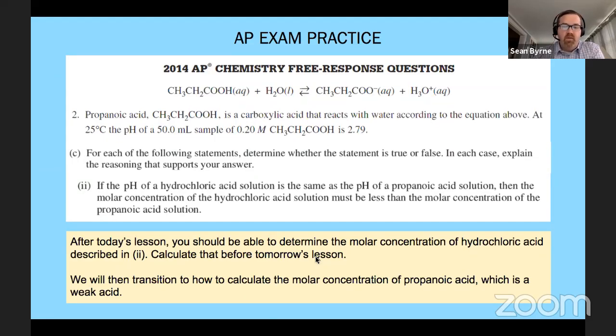And then Mr. Faribault will help you to solve that and preview what we would do for propanoic acid. And by the end of class tomorrow, you would be able to solve all of this problem.